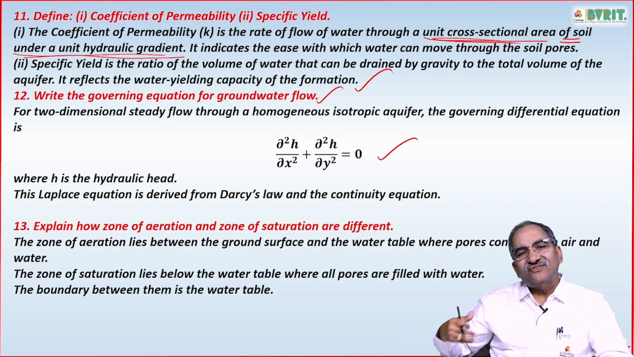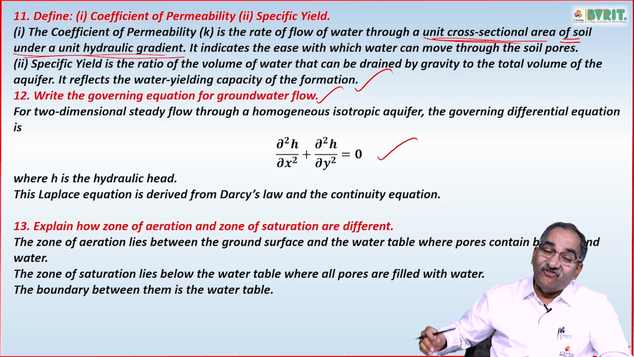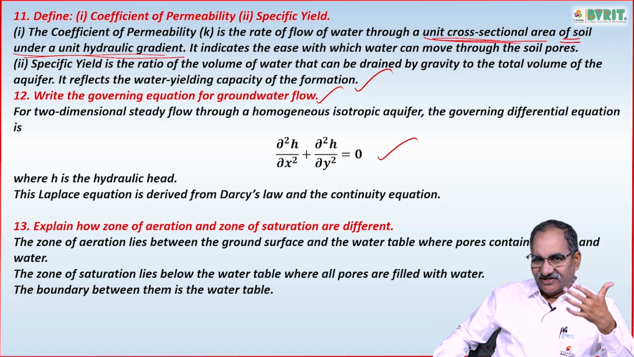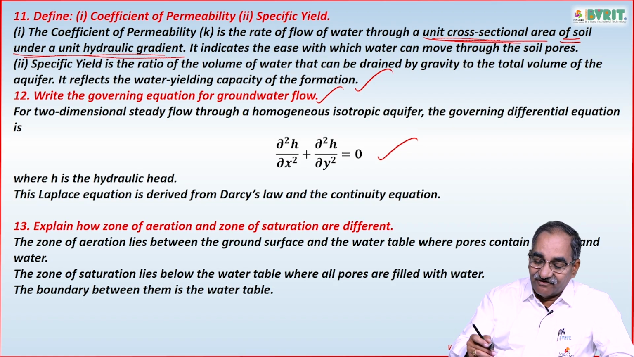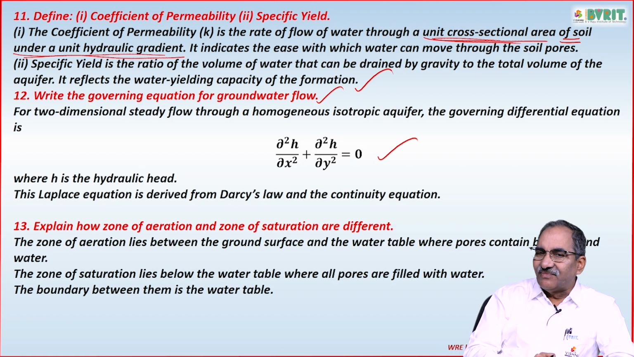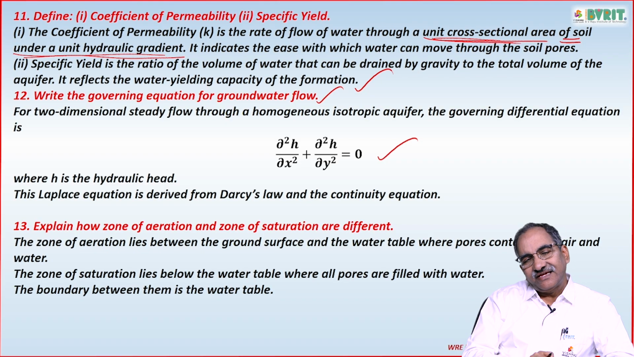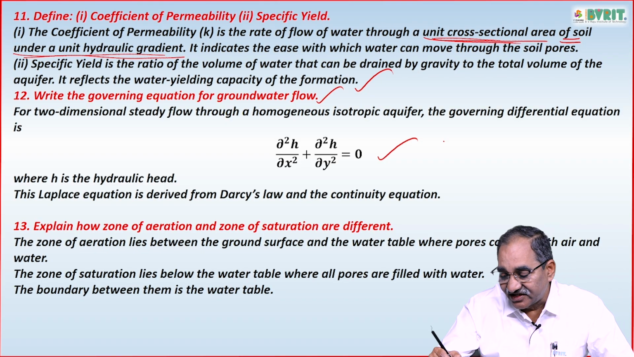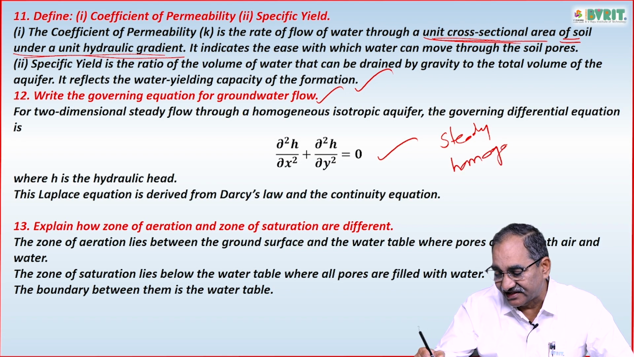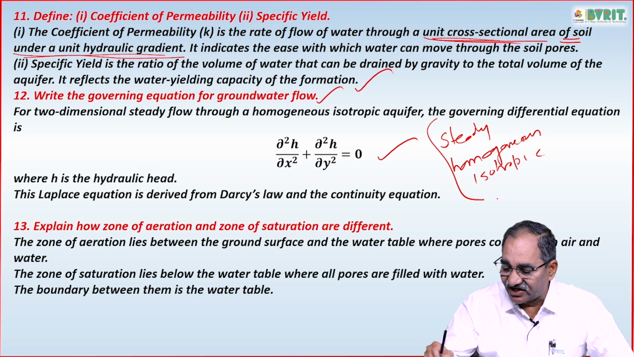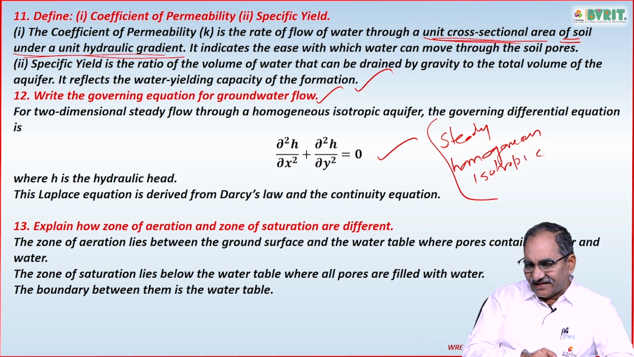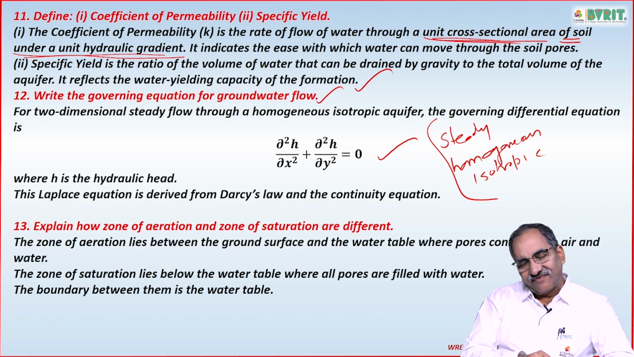If we extend this course further into the next level, wherein we start reading, understanding and estimating the quantities in two-dimensional flow, there we use this equation. For the time being, kindly remember the governing equation of the groundwater flow. The condition is that the flow is steady, and the aquifer is homogeneous and isotropic. Under these conditions, the differential equation governing the groundwater flow is ∂²h/∂x² + ∂²h/∂y² = 0.